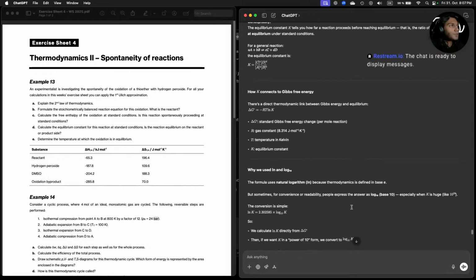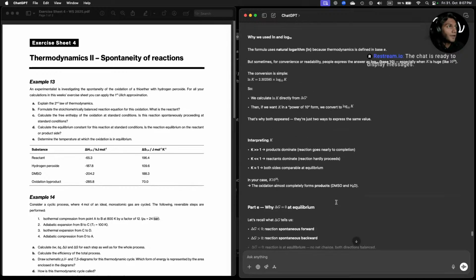But sometimes, for convenience or readability, people express the answers as log 10 to the base 10, especially when K is huge, like 10 raised to 39. The conversion is simple. It's very simple.